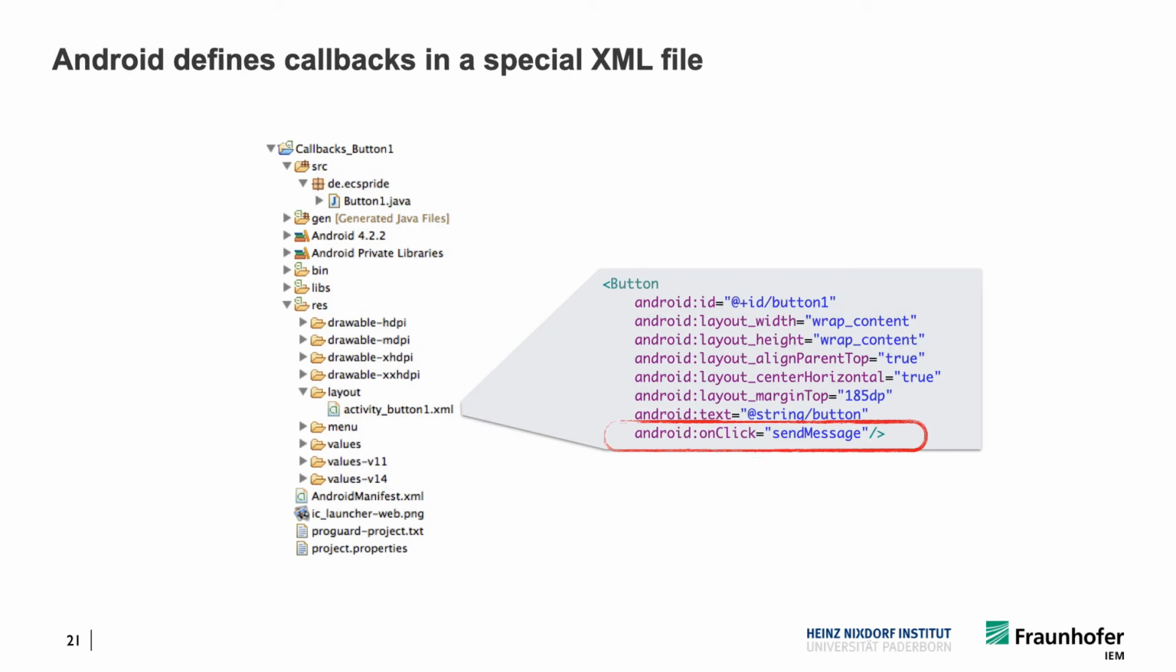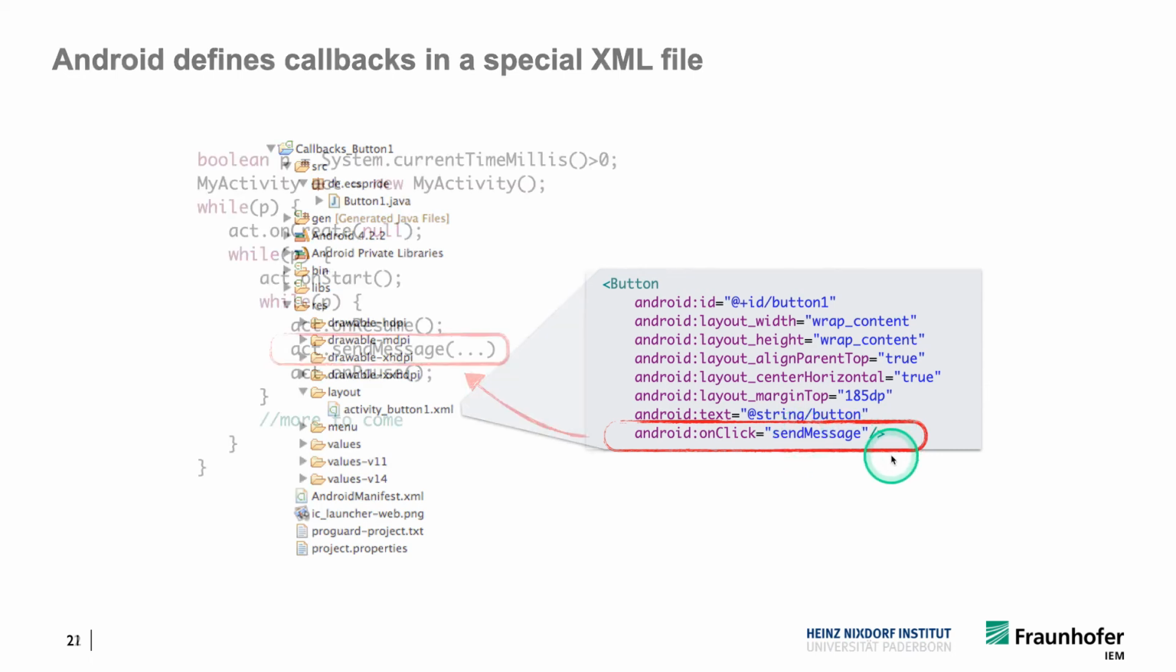And so you can have Android callbacks, like I said, defined in an XML file, right? So when you define a button in this XML descriptor, you can also define such an on-click handler here, for instance. And this is now telling Android that when the button is clicked, the send message method should be invoked, right? So this makes it explicit which particular method will be invoked when the button is clicked.